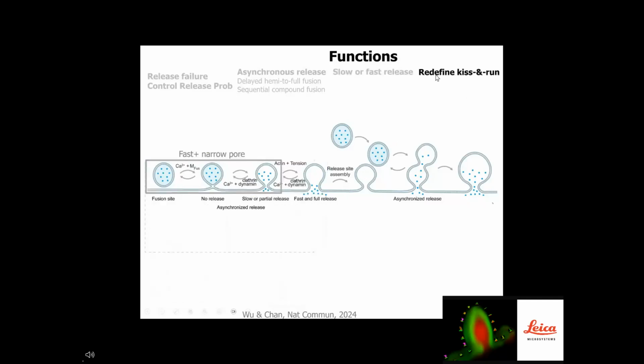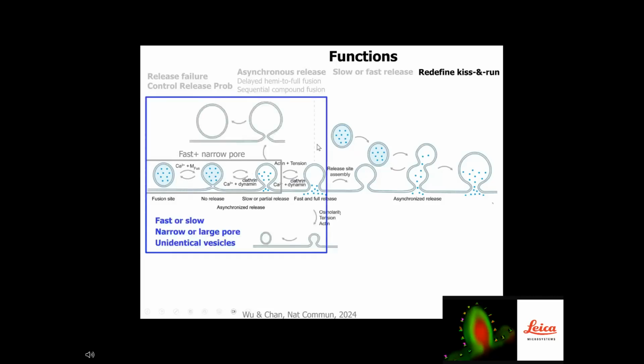Our study also leads to redefining the kiss and run. The kiss and run has been traditionally defined as the fast vesicle fusion pore opening with a narrow pore and then closing very rapidly. Now it can be redefined as either fast or slow fusion pore closure. The pore does not necessarily have to be very narrow. It could also be very large to facilitate transmitter release, and the resulting vesicle could be either large or small.